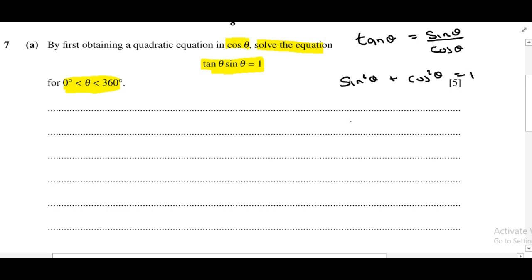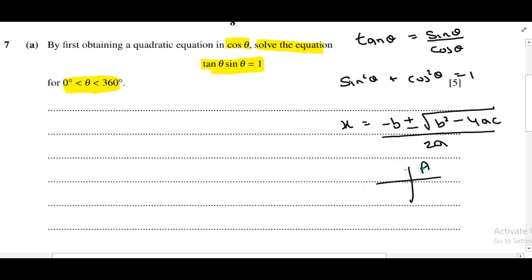We are also going to use the algebraic formula, that is x equals minus b plus minus square root of b squared minus 4ac divided by 2a. Then we are also going to use the concept of ASTC, the quadrant concept. Okay, let's get started.